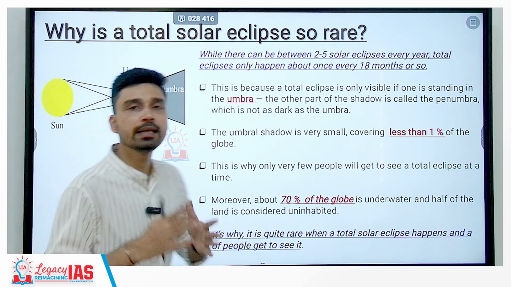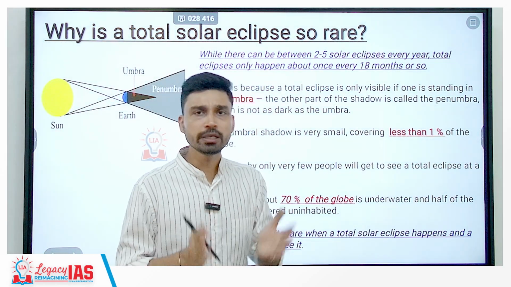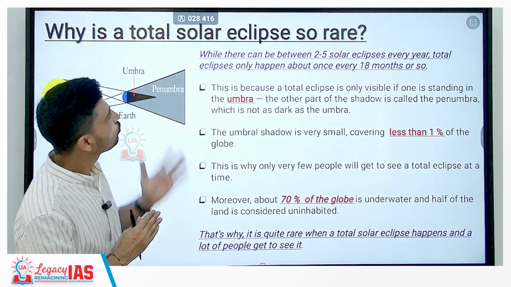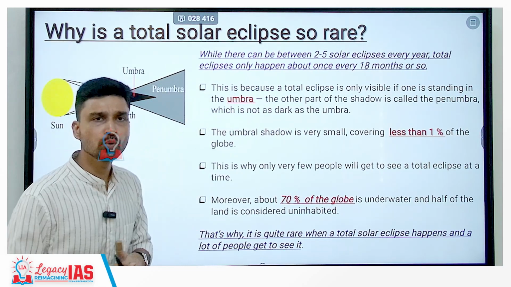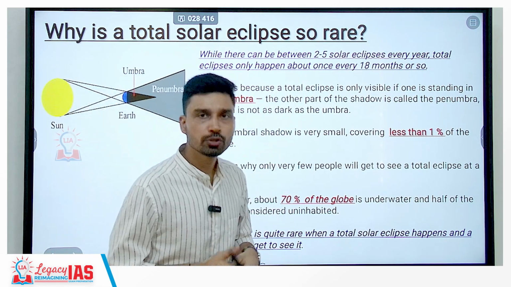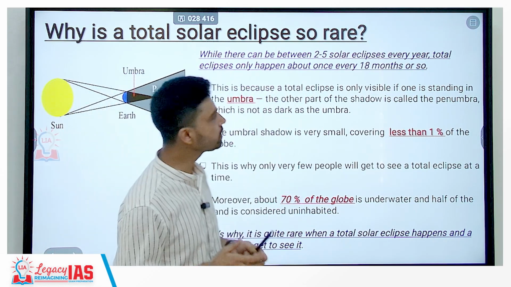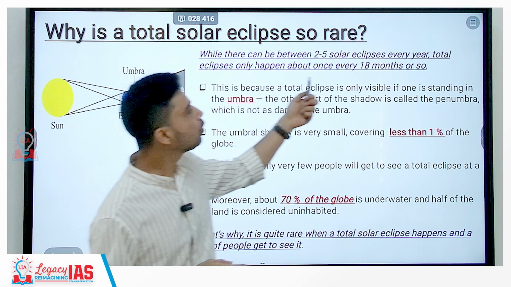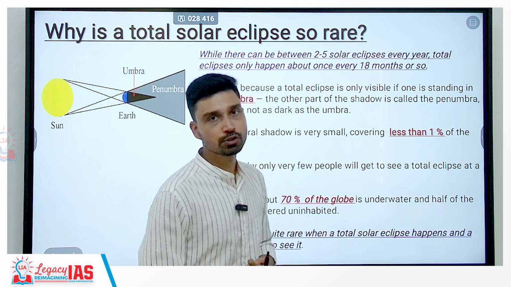Now, today's eclipse is a total solar eclipse, so let us discuss that as well. Why is a total solar eclipse so rare? That is what we try to understand here. While there can be between 2 to 5 solar eclipses every year, as we have discussed, total eclipses only happen about once every 18 months or so.